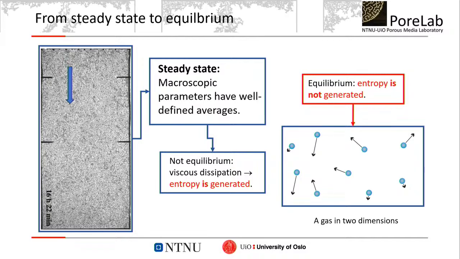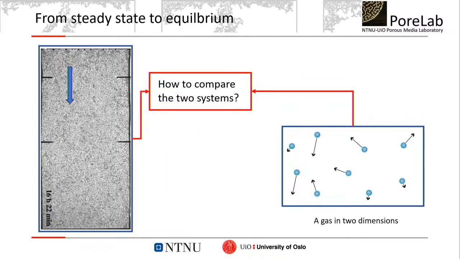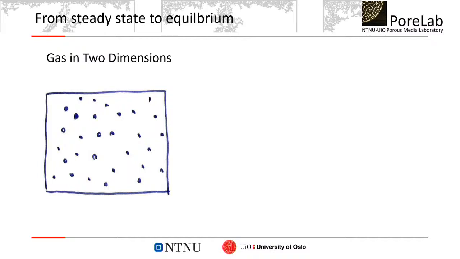You're not changing the statistical distributions. That is equilibrium. So how can I compare this here, which is not an equilibrium? This is a driven system. This is equilibrium. How can I make a mapping from here to here? Well, it is possible to do that. And this is a way to do it.